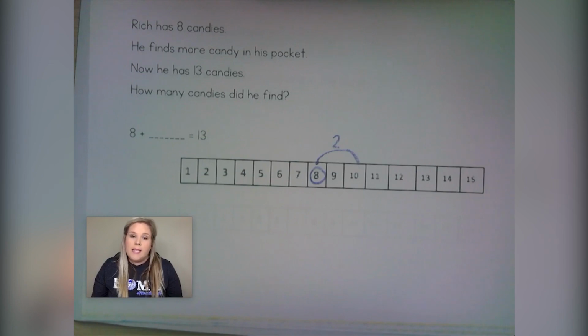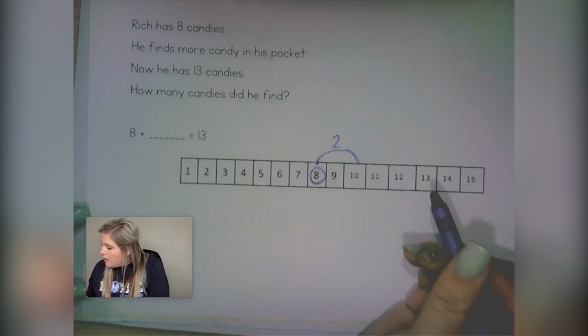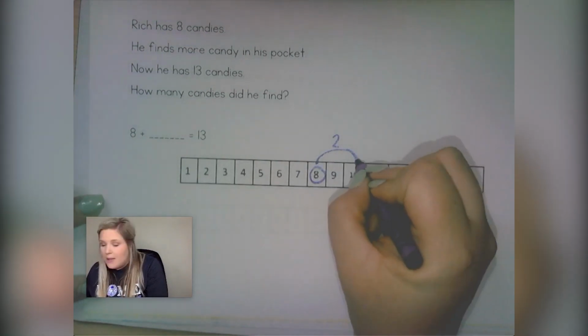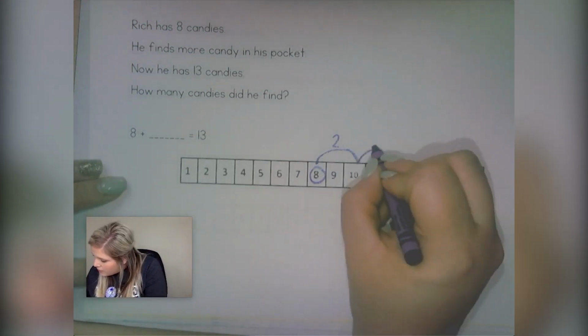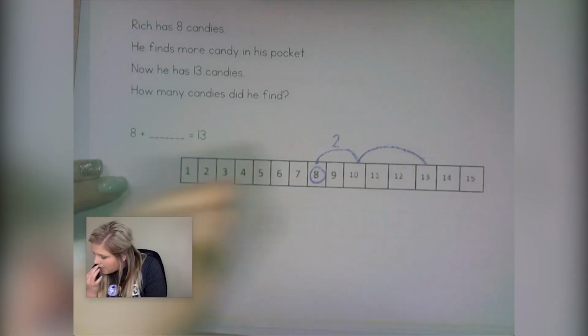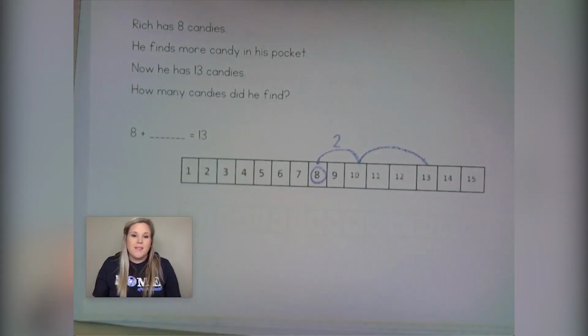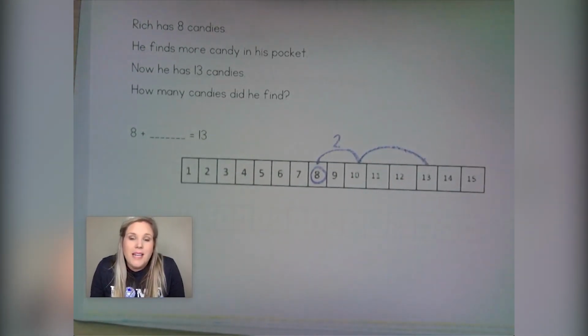Next, we are going to take another big hop from 10 to 13 because I know that Rich has 13 candies. So I'm going to start at 10 and I'm going to make one big hop to 13. Did you make one big hop from 10 to 13 on your number path? Excellent.